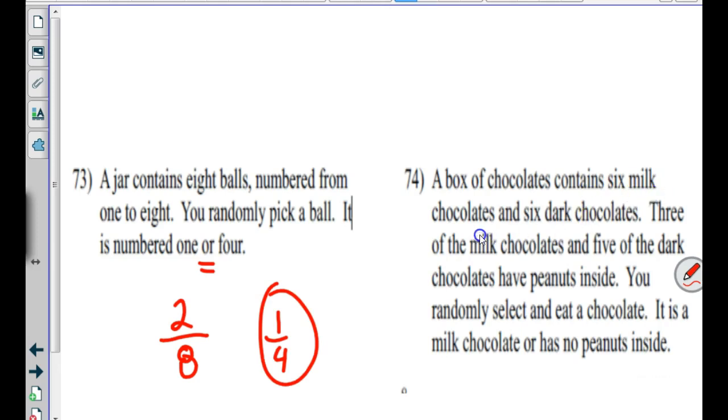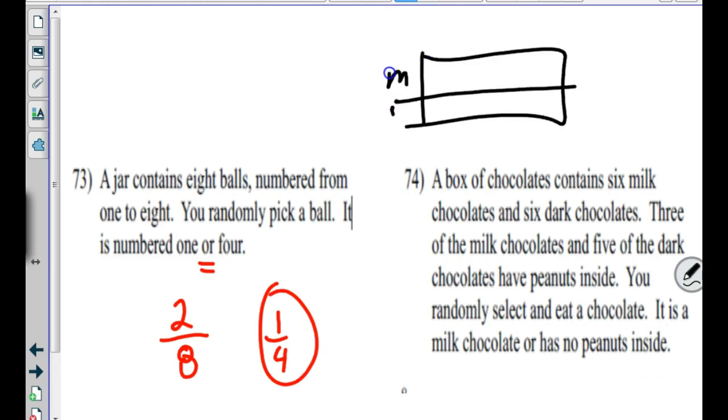Box of chocolates has 6 milk chocolates and 6 dark, 3. Oh my goodness, this is too much information for me. Okay, so we have milk chocolate and dark chocolate. 3 of the milk and 5 of the dark have peanuts. So peanuts and no peanuts. Okay, what's with the milk? 3 have peanuts, and there were 6 total, right? Dark chocolate, there's 6 total, and 5 of them have peanuts, and 1 doesn't. Did I get it right?